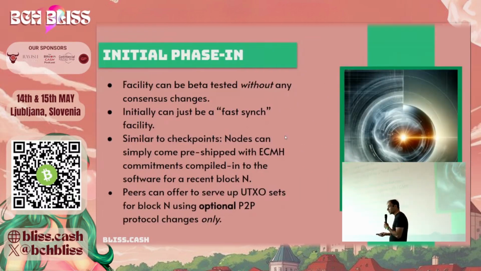And if you wanted to move forward with UTXO commitments for BCH, you don't even have to necessarily do it overnight. You could phase it in, as just a fast sync, sort of the way BCHD used to do this, where they'd have a fast sync. You just download from one of their servers and you can get the set.